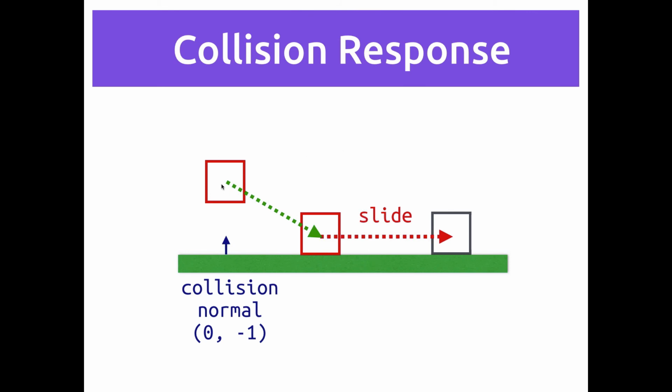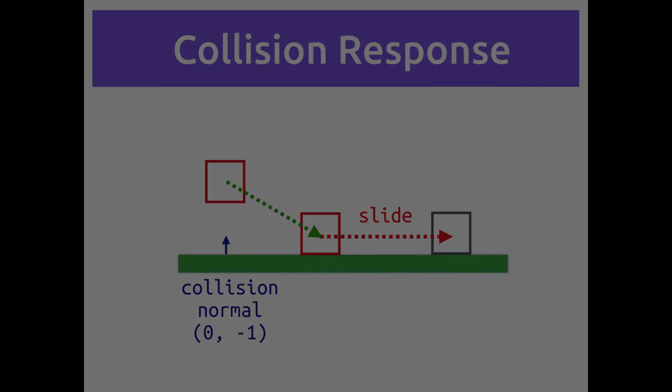So what we want to do is take that remaining unused movement and slide it perpendicularly to the collision normal. So that way if we're moving diagonally, we would hit and slide along. And if we're standing on the platform, we will slide along it to the right when we try and move. And we won't try and go down into it. Okay, so that's what we're going to do in our code.